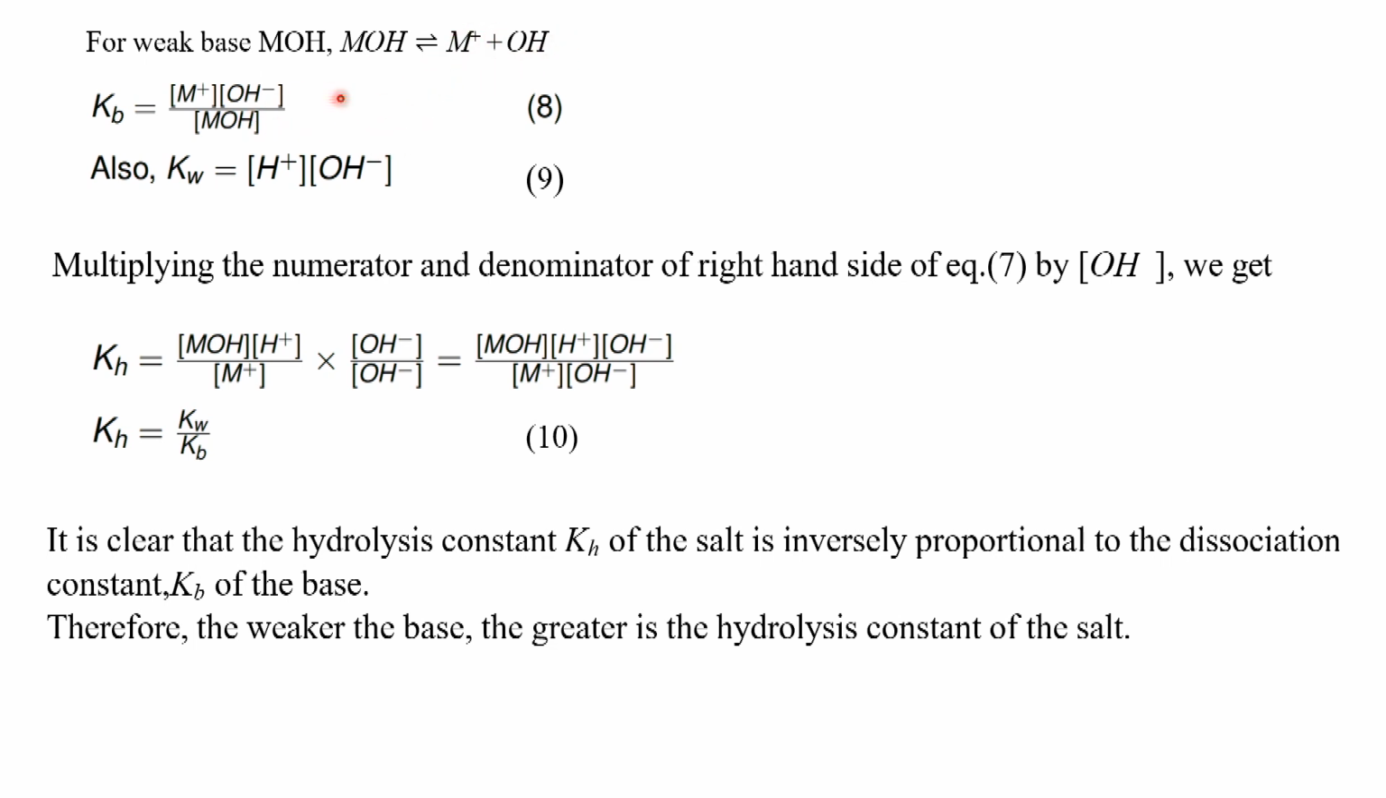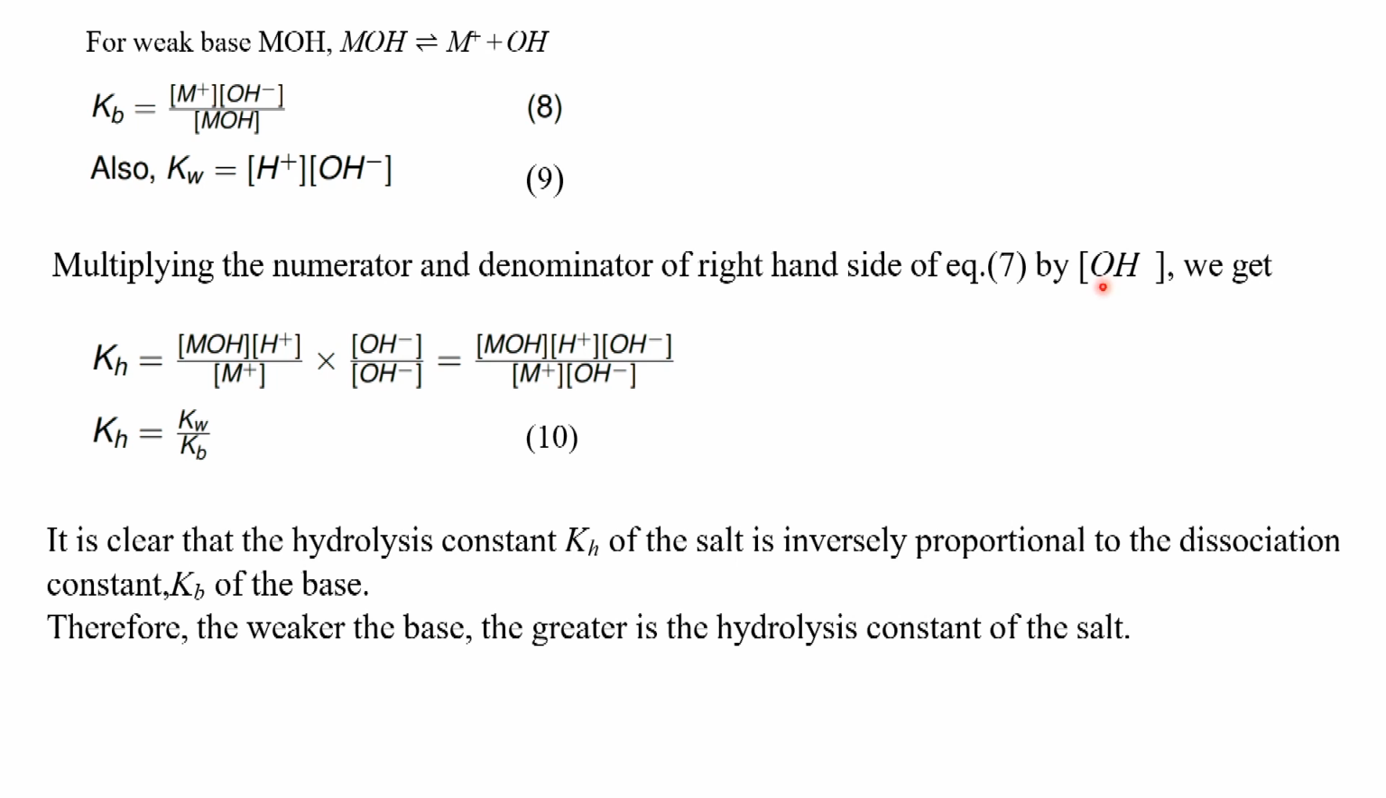So we can actually calculate Kb like we did before for weak acid, where we used Ka there. So here we use Kb. So Kb is the concentration of M plus times the concentration of OH minus by the concentration of MOH. Also Kw we know, the concentration of H plus times the concentration of OH minus, we already discussed. Now multiplying the numerator and denominator of the right hand side of equation 7 by OH minus.